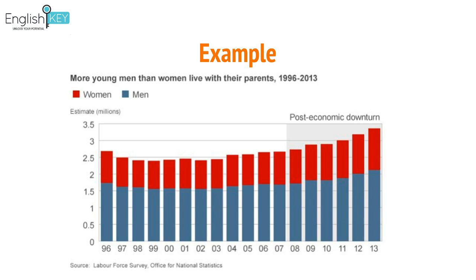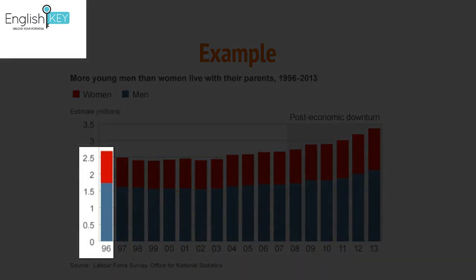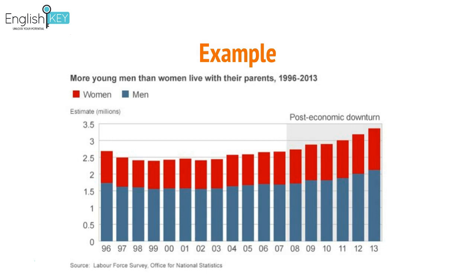In this case, it's quite difficult to compare men and women because the numbers are quite specific. You know, you've got 1.7 or 1.8 million men in 1996. But how many women? You don't know. You don't have time to prepare for that. So my advice to you is to avoid that. Just say what you can see and what you can see accurately.